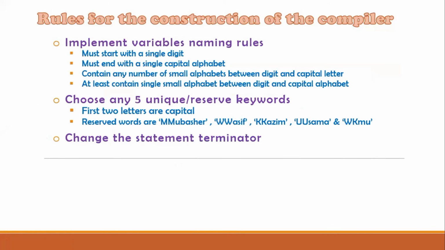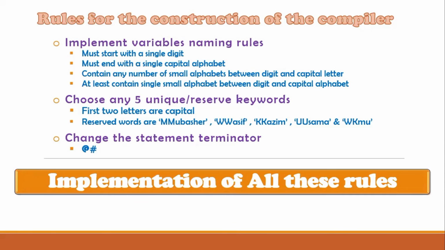And the third rule is regarding the change of the statement terminator. As usual in C++, we see that a semicolon is used to show that the statement has ended. But here, as we are making a new compiler for our own programming language, we are using a hash, and actually an at-the-rate-of sign and hash, as the new statement terminator. So all of these are basically the rules that will be used for the construction of the compiler.